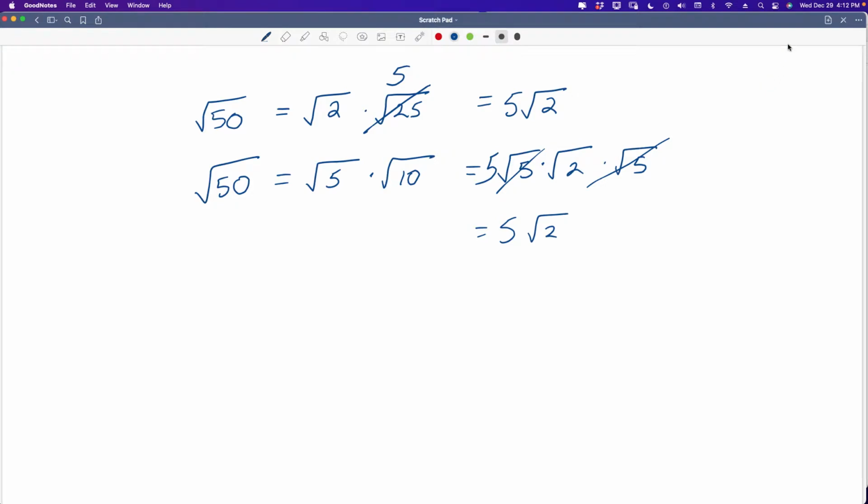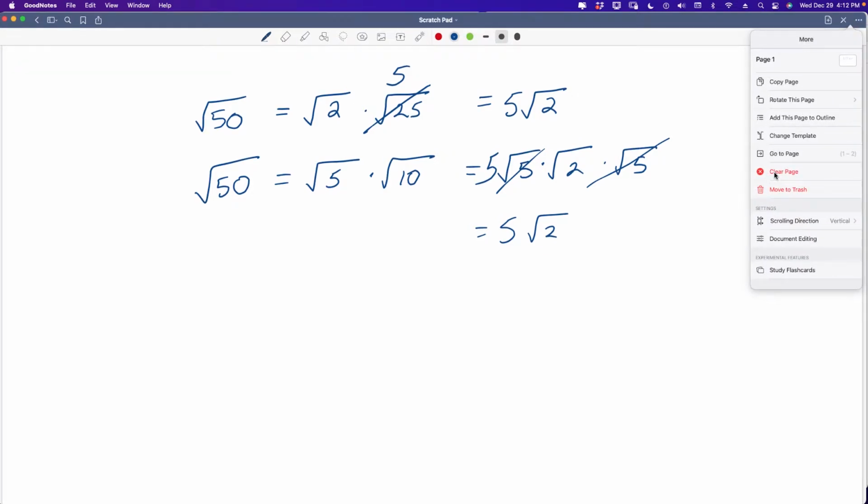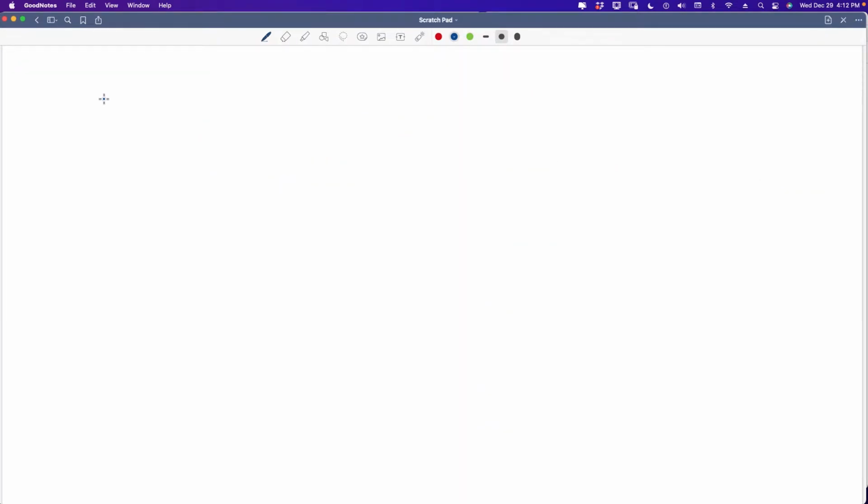All right, so let's do some practice problems and see what we do from there. So let's do 66.1. We are asked to simplify the square root of 18 plus the square root of 8.